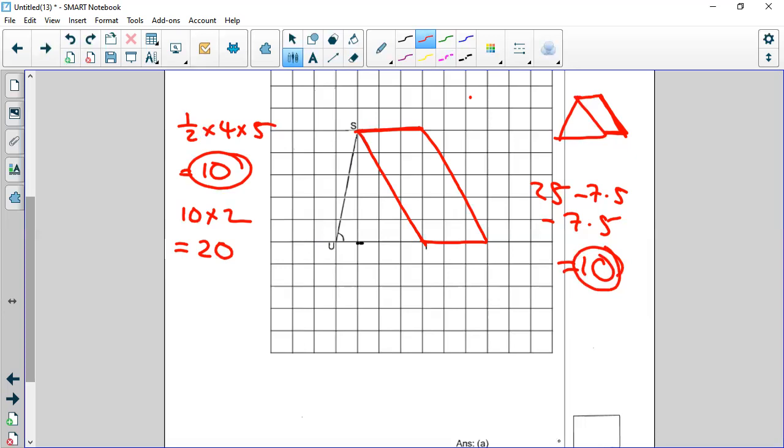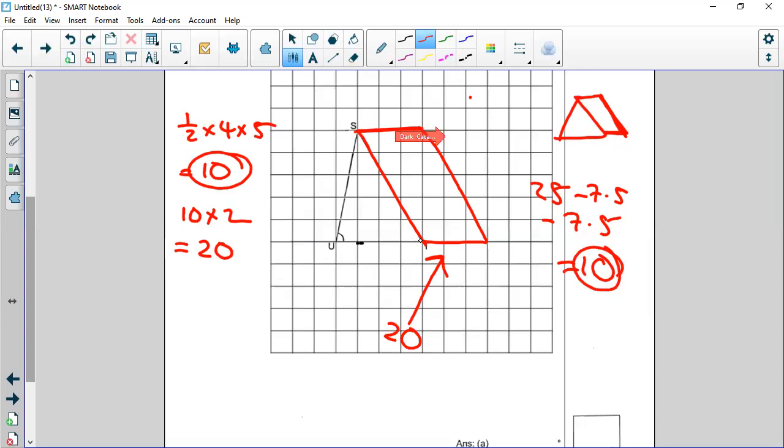Okay. Then how many squares make up this parallelogram? Would it be 20? I don't think so, right? Let's double check, because we need 20 squares to make up this parallelogram, right? Do we have 20 squares?